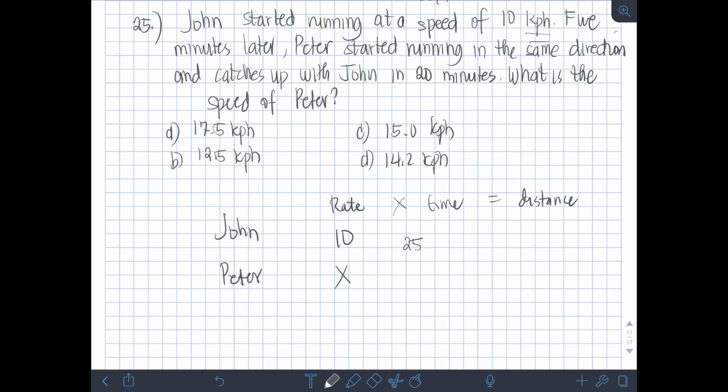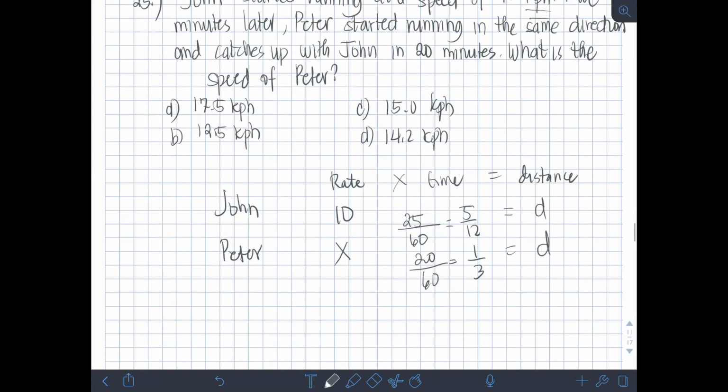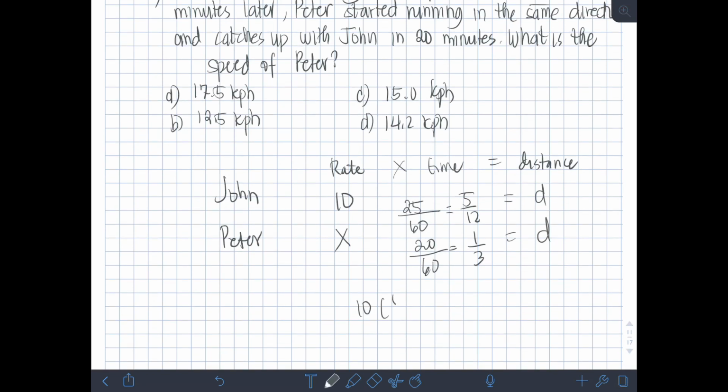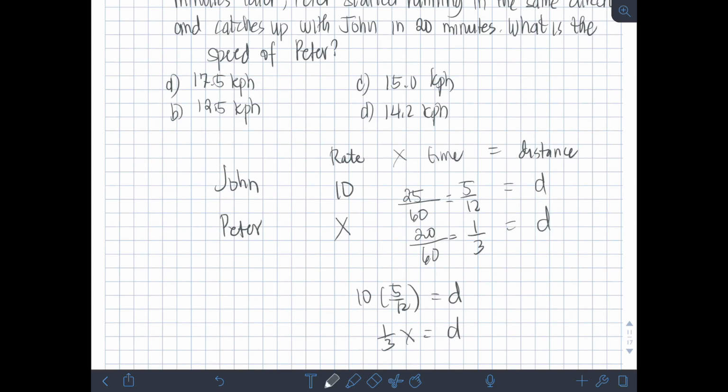We need to convert it to hours since our unit is kph. So 25 over 60, or simply 5 over 12 hours. Then Peter's time is 20 minutes because that's when he caught up with John, right? So 20 over 60, or 1/3. And then their distances should be equal, because Peter caught up. So let's equate their distances. So we have 10 times 5 over 12 is equal to D for John. And 1/3 x is equal to D also, because it is the same as John's distance, since Peter has overtaken him.